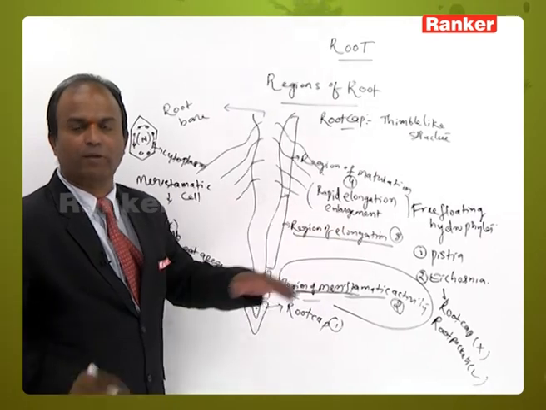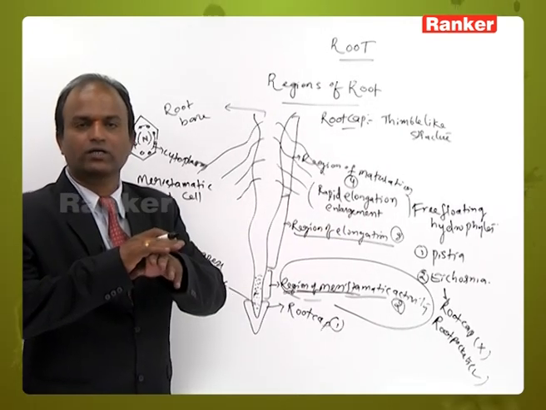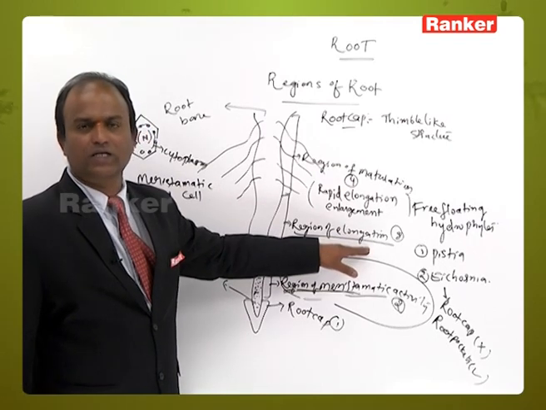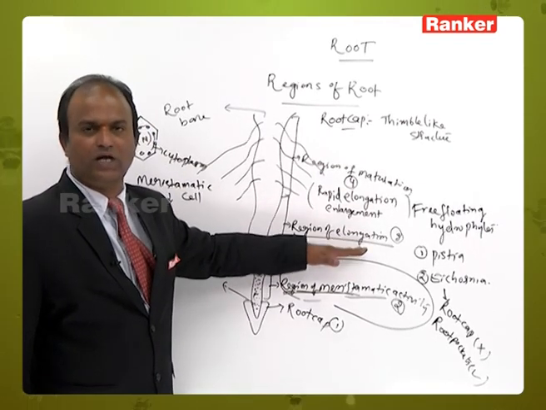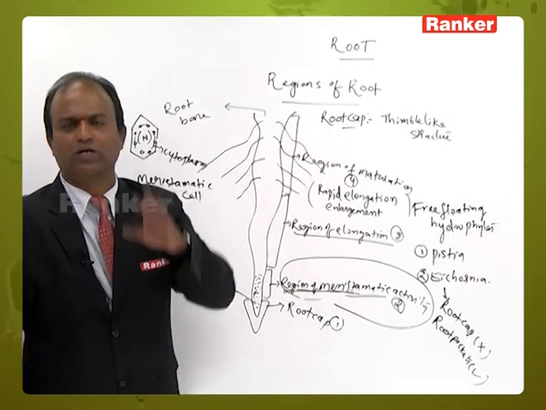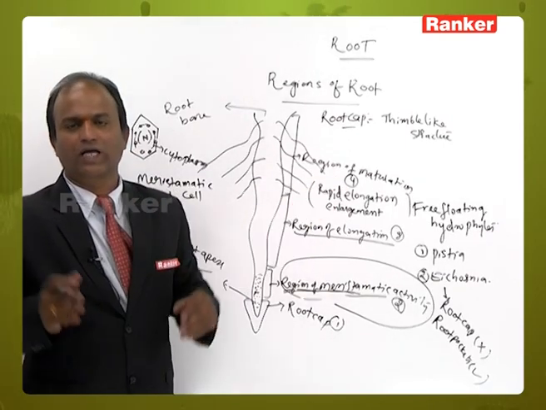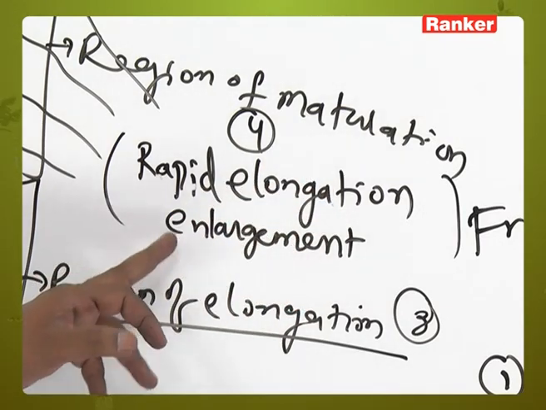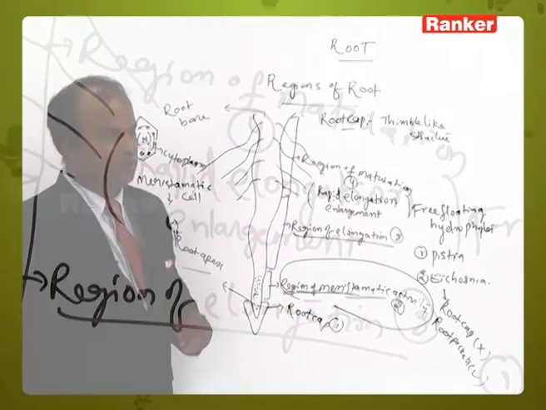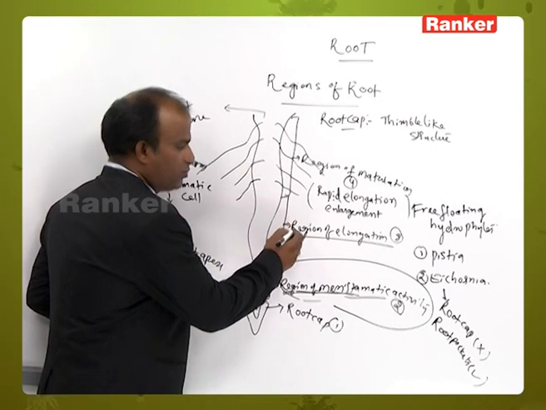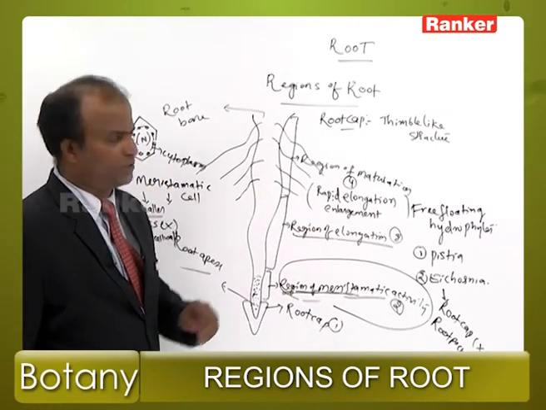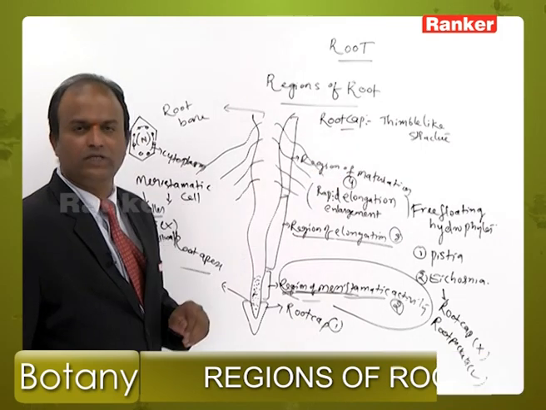The part of the root which plays an important role in growing the length of the root is the region of elongation. The region of elongation plays a direct role in increasing the length of the root by undergoing rapid elongation and enlargement. Afterwards, proximal to the region of elongation, the region of maturation is present.